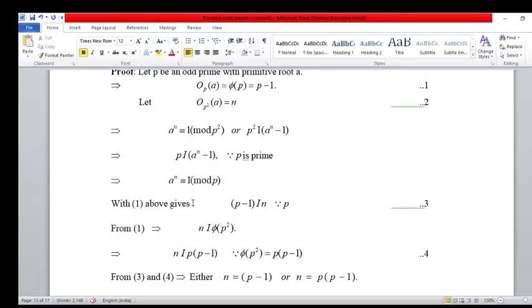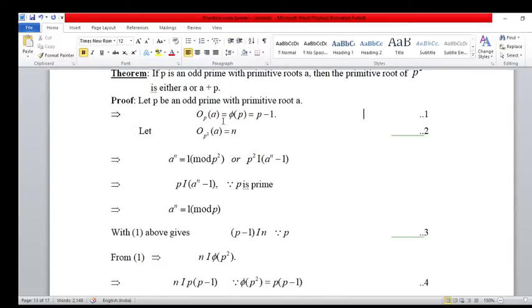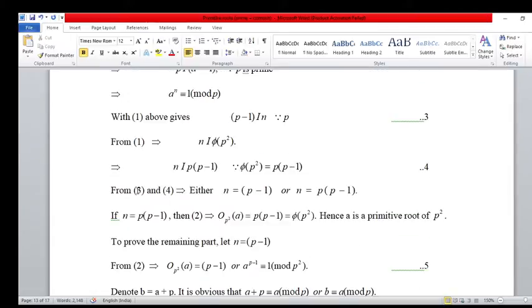With the first equation above, this gives p minus 1 is a divisor of n, p is prime. And from equation 1, this implies n is a divisor of φ(p²). Why φ(p²)? This is the value of φ(p²) equal to p into p minus 1. This implies n is a divisor of p into p minus 1, since φ(p²) is equal to p into p minus 1, equation number 4.